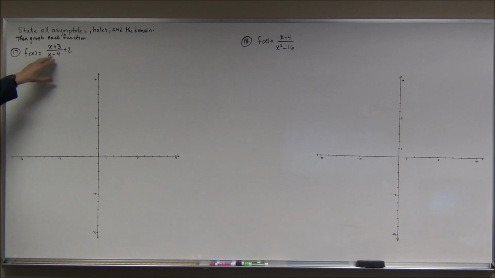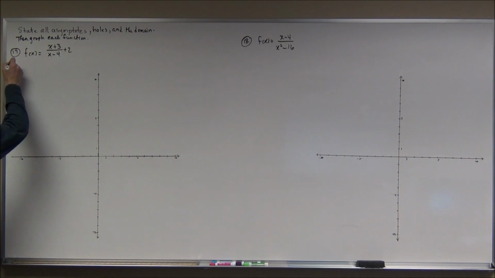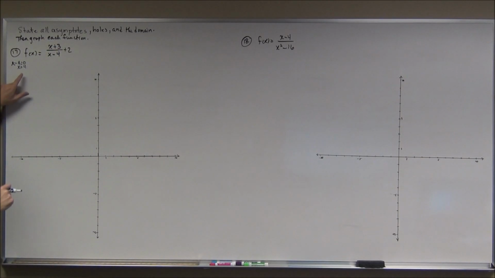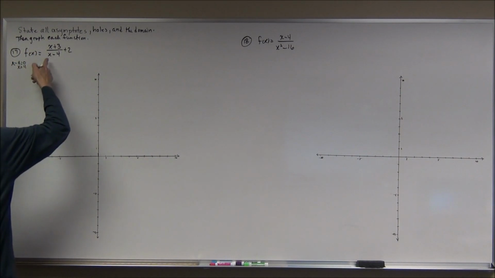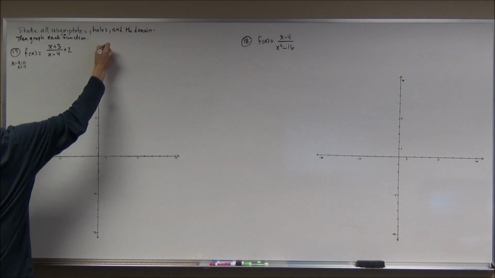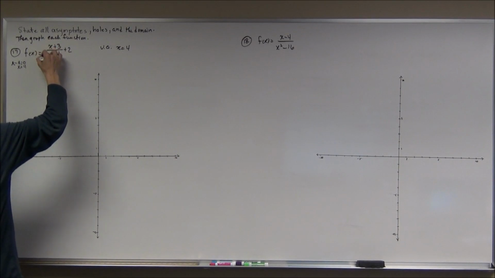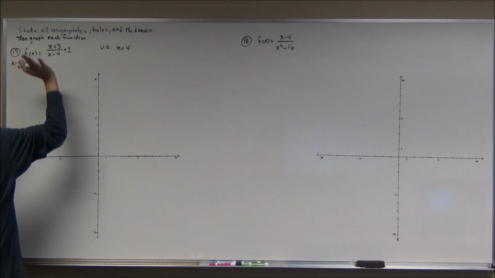Now you also have to look in the numerator at the same time, because if you find a value that makes the denominator equal to 0, and x minus 4 is equal to 0 when x is 4, you have to see if x of 4 also makes the numerator 0, because if it makes both the numerator and the denominator 0, you have a hole in your graph. You don't have a vertical asymptote, but it only makes the denominator 0, so I have a vertical asymptote at x equals 4.